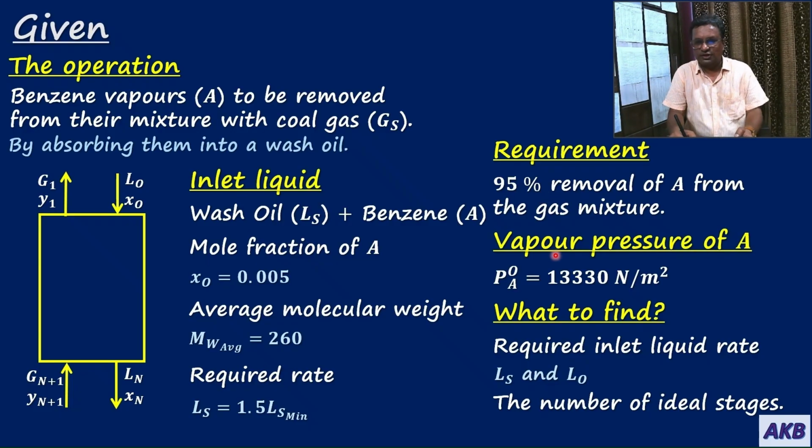So that is what is given to us. We have information about the inlet liquid, then we know what the requirement is, the vapor pressure of A is given to us, and now we also know what we are supposed to find out. So I hope the given information is clear to you, and what to find is also clear to you.